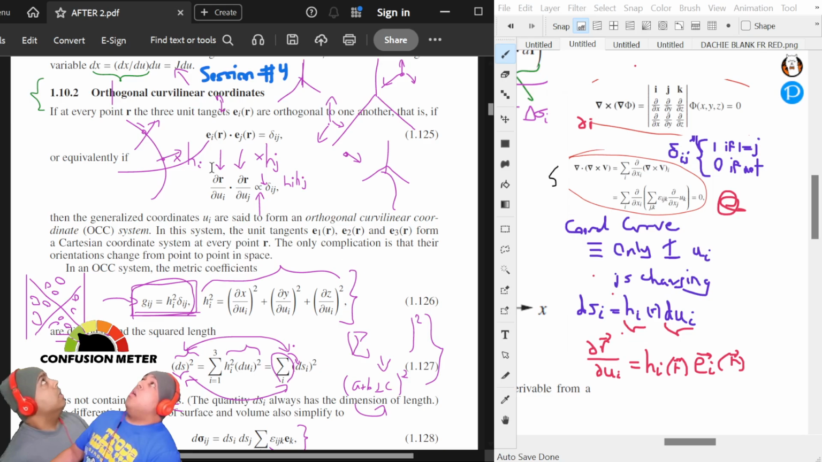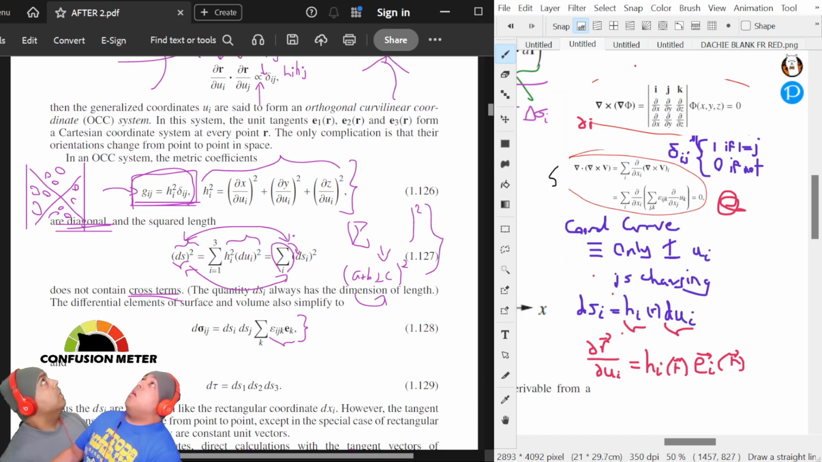Let's start. What did we do last time? If at every point r the three unit tangents are orthogonal to one another, that is, if the dot product follows the Kronecker delta, or if the difference between this and this is just multiplying by the h, which is the length of the partial in a certain direction, then the generalized coordinates ui are said to be orthogonal curvilinear coordinates. The system's unit tangents form Cartesian coordinates at every point r. The only complication is that the orientations change from point to point in space.